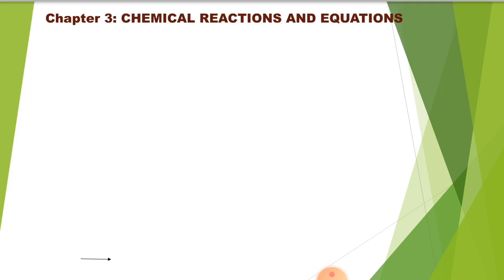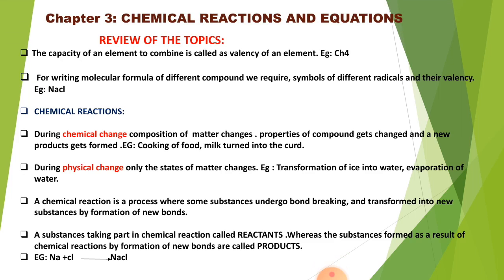In our last class we learned that the capacity of an element to combine is called the valency of an element. We took one example, CH4, which is called methane. The carbon atom has a tendency to form 4 bonds with hydrogen atoms, hence its valency is 4. For writing the molecular formula of different compounds, we require symbols of different radicals and their valency.